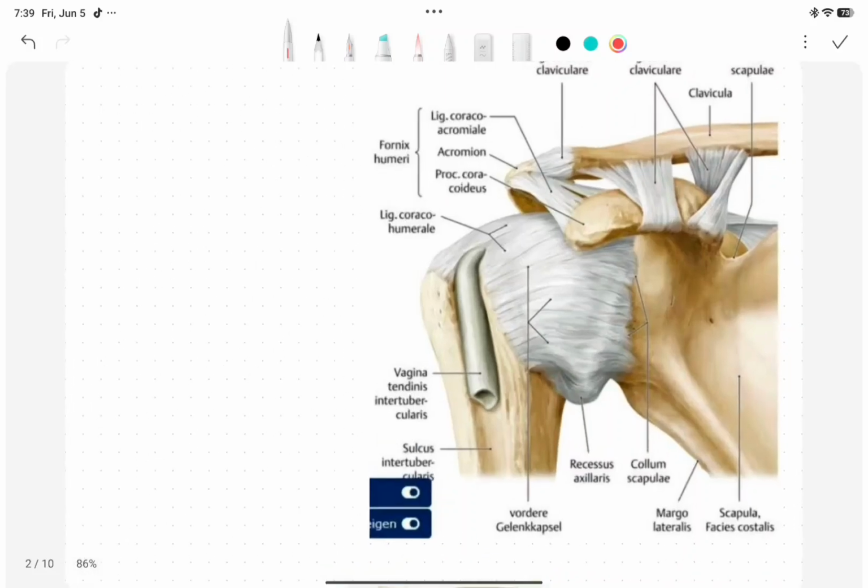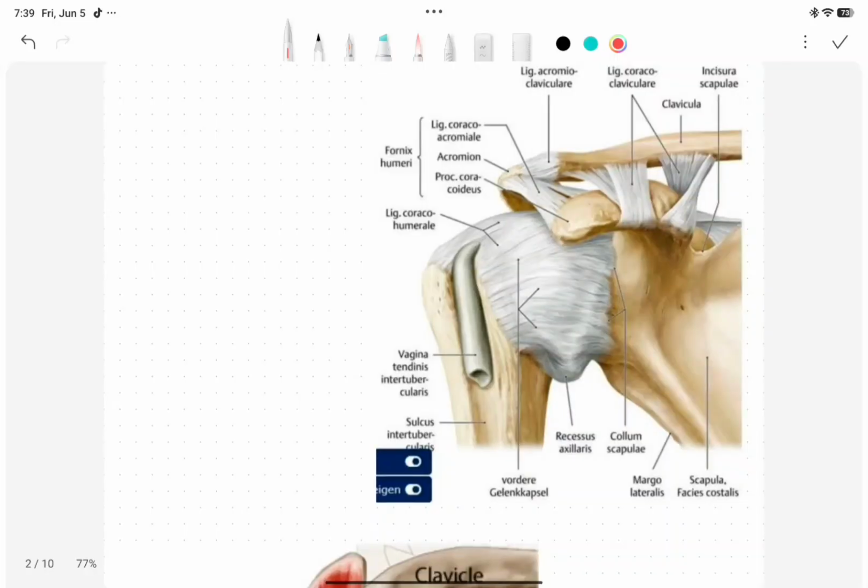So ligaments are there. This is the coracoid process, this is the acromion process, and this is the clavicle. This is the humerus head, and this is the lateral border and the lateral angle of the scapula.